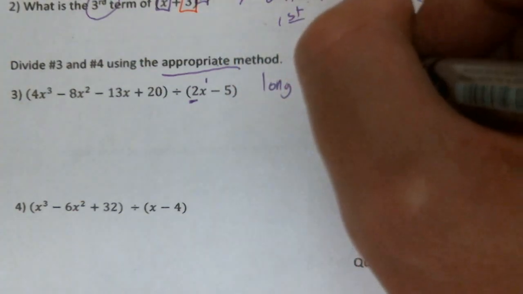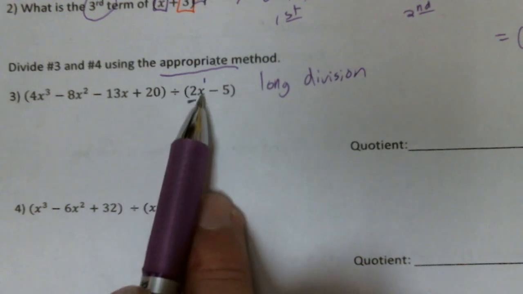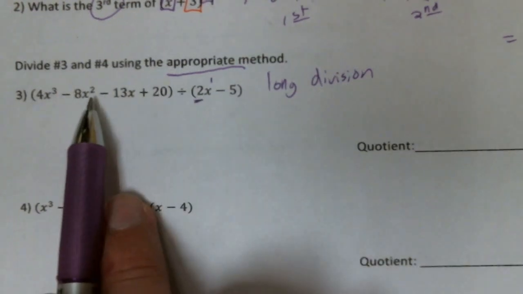That's fine. We spent a week on this. So I'm going to divide this. This is my divisor, dividing it into this polynomial. So write kind of small if you haven't. There's a lot of stuff here. 4x cubed minus 8x squared minus 13x plus 20.